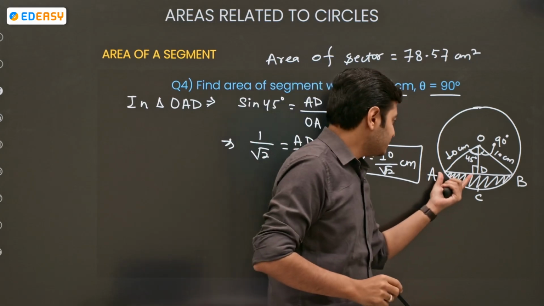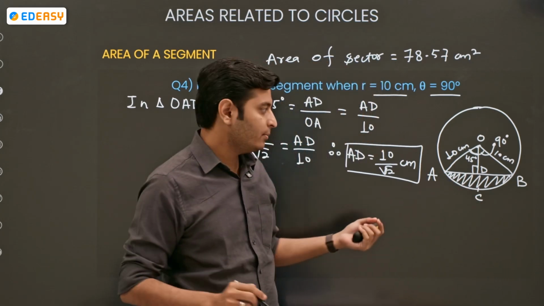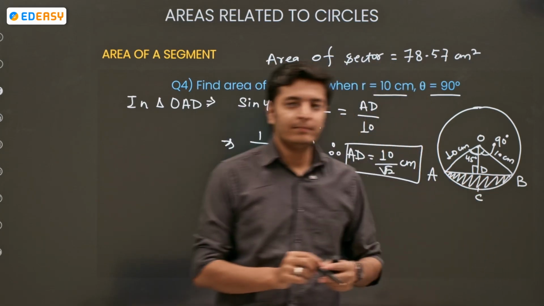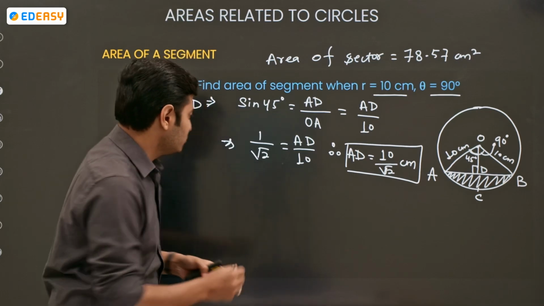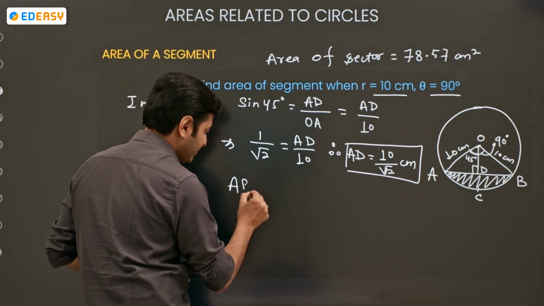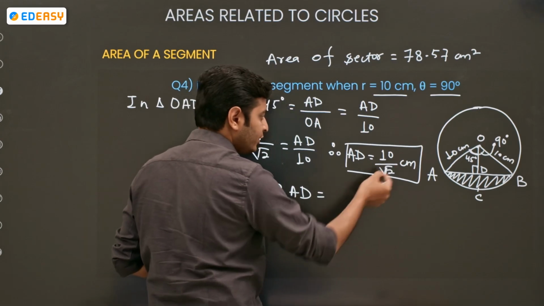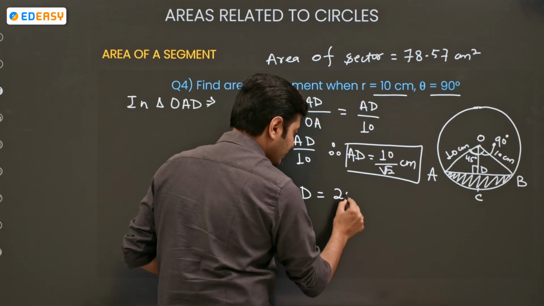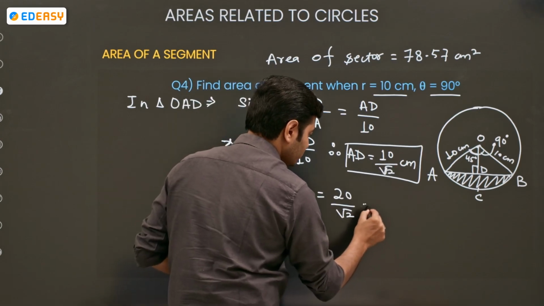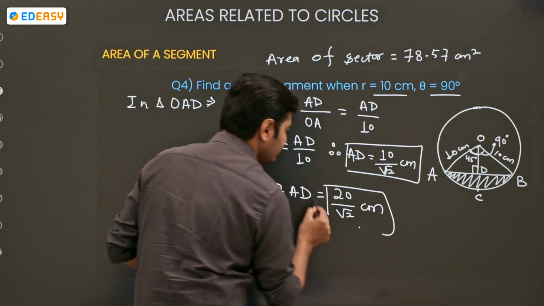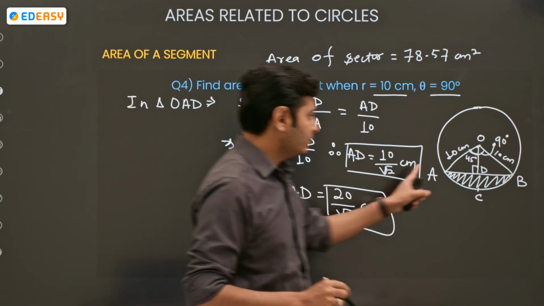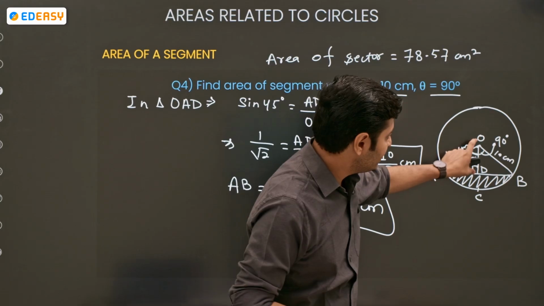Now we know the value of AD. If AD is 10 by root 2 centimeter, then what is the length of AB? Twice of AD. So AB is twice of AD. So it is exactly 2 into 10 by root 2, so 20 by root 2 centimeter. Now we know the value of base. Base we know. How to find the height?